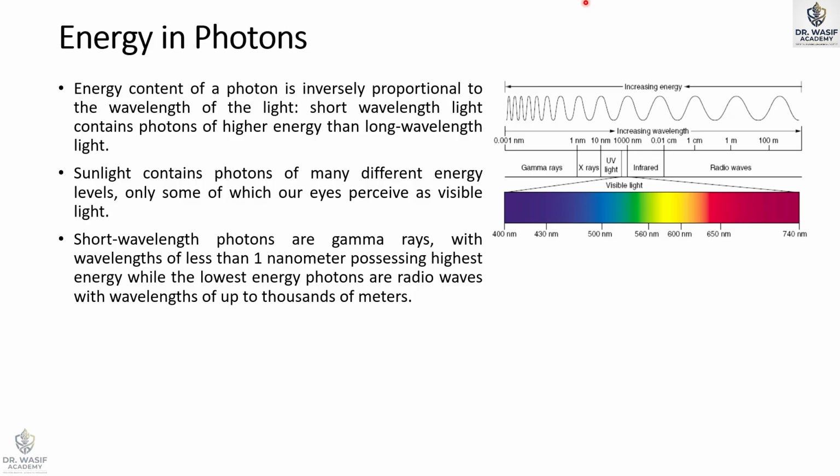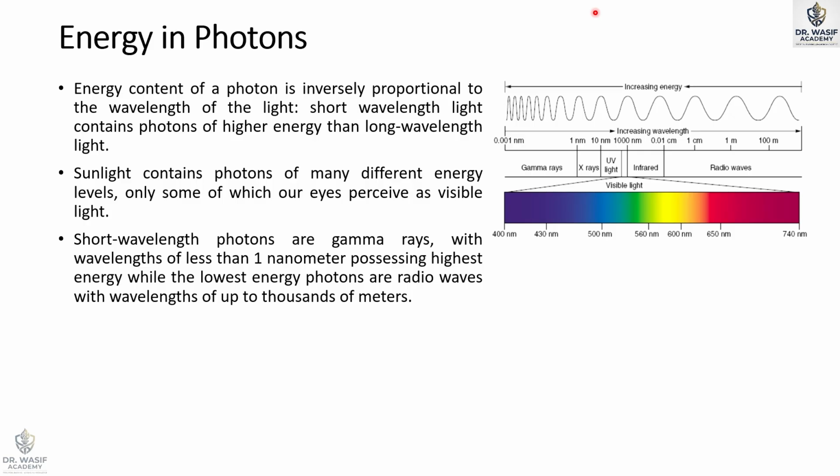So sunlight is actually a mixture of many different energy levels. On one extreme, here we have gamma rays, the shortest wavelength. Shorter wavelength means high energy. That is the reason that gamma rays have high energy.